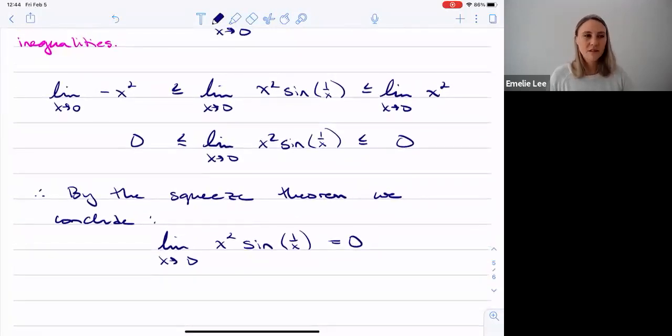Nice. So that's the squeeze theorem. That's the end of 2.3. I don't think we should start a new section with 5 minutes left in class. No, I think we'll end it there.